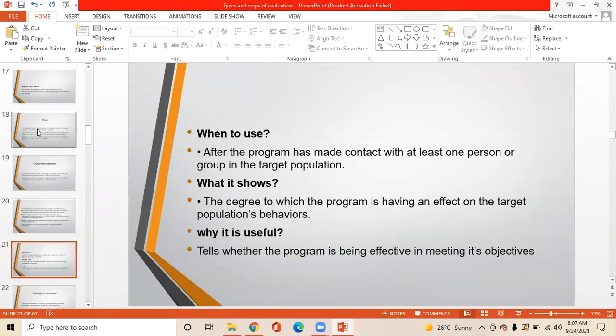Now, when to use this type of evaluation? After the program has been made, contact with at least one person or group in the target population. What it shows is the degree to which a program is having an effect on the target population's behavior, and why it is useful, because it tells whether the program is being effective in meeting its objectives or not.